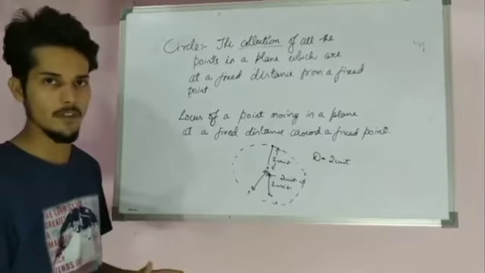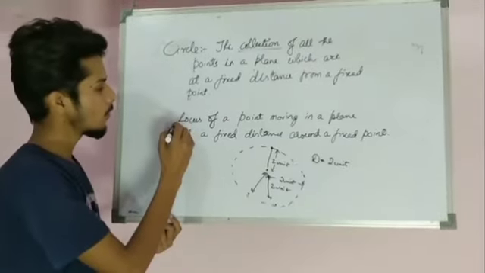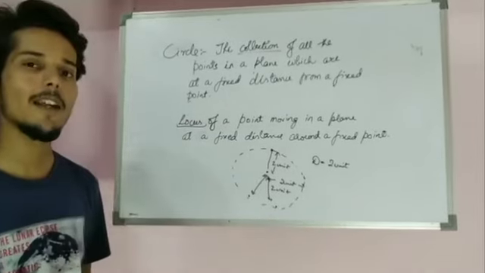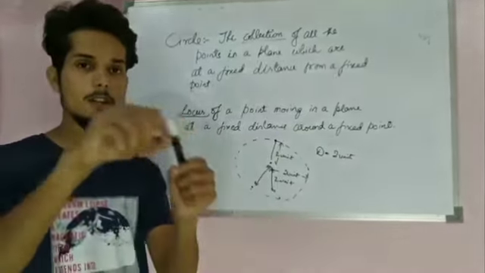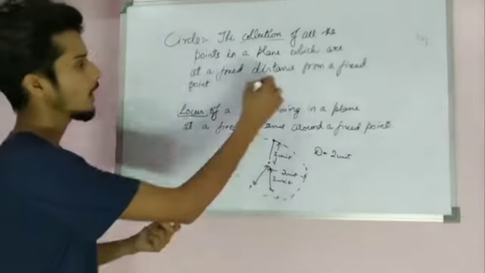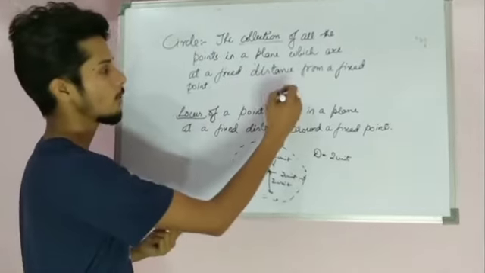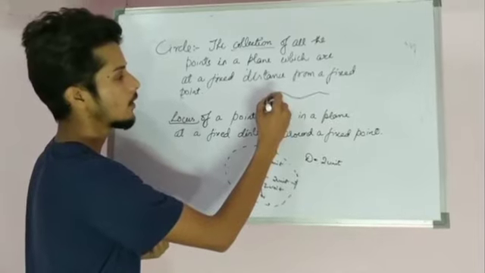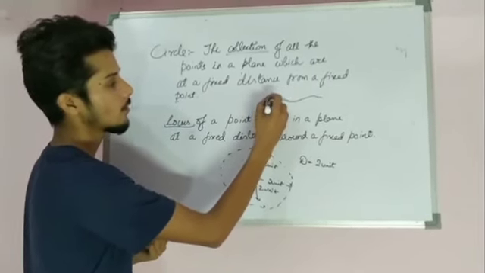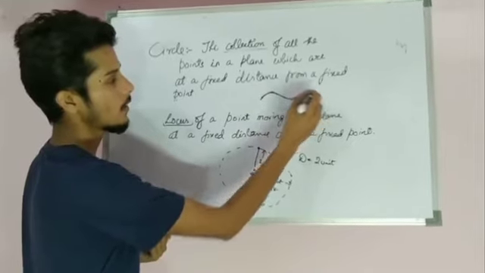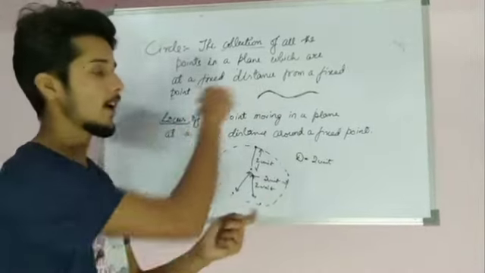Another definition we have says the same thing. The word we use here is locus. Locus is the path of a point moving in space, the path traced by a point moving in space. For example, if I have this point and it is moving like this, so if it was here, then here, then here, then here, the path traced by this is what we know as the locus of that point.